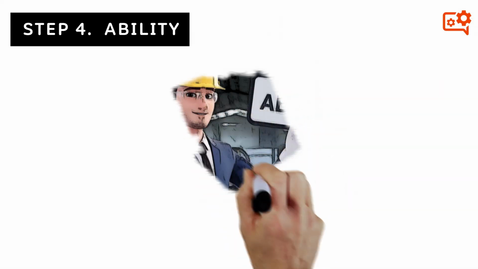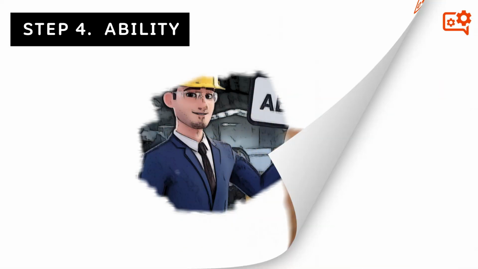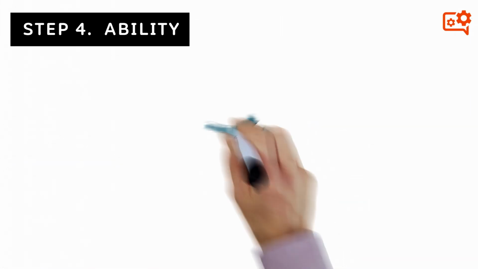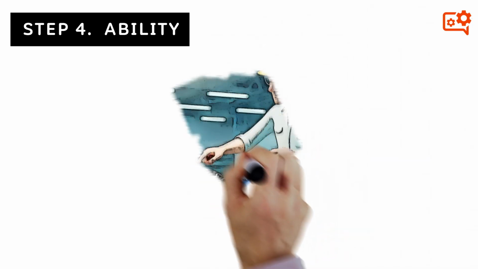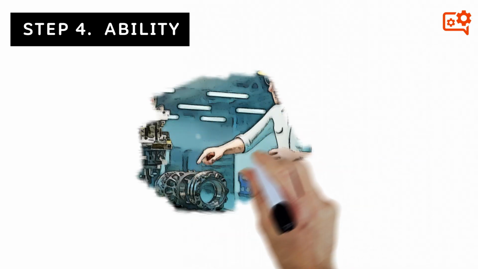Ability is applying knowledge and practice. Employees gain hands-on experience with support and resources. Teams run production with guidance from supervisors, adjusting machines and checking parts to ensure defects are eliminated.